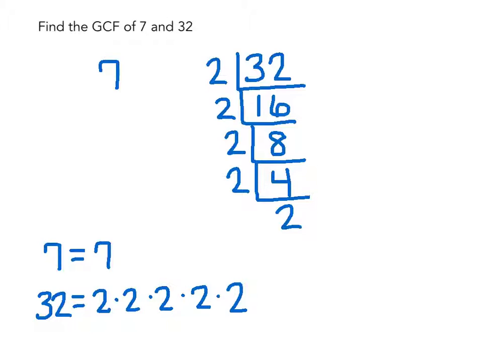When you look at the prime factorizations for 7 and 32, you will notice that they have no prime factors in common. This does not mean that there's no answer. It means that the greatest common factor of 7 and 32 equals 1, because all numbers have 1 as a common factor.